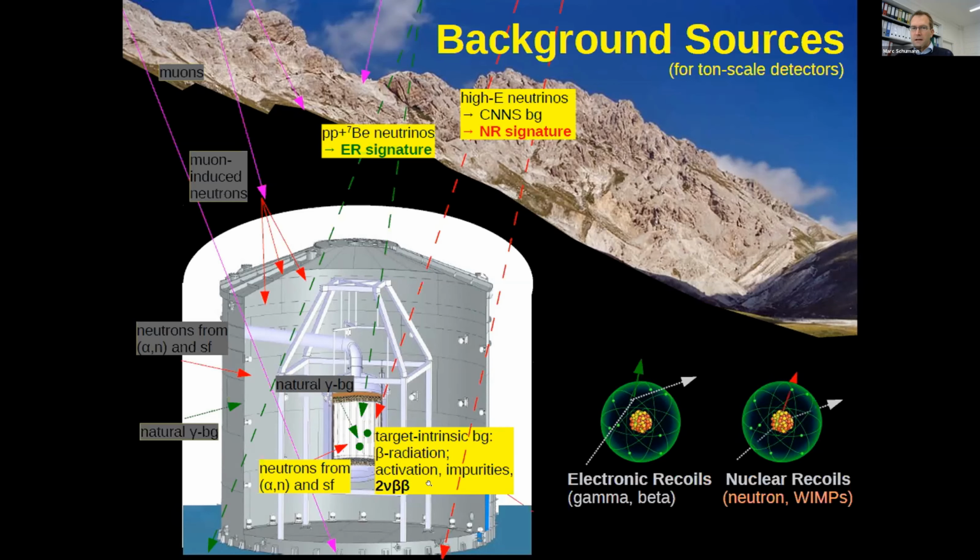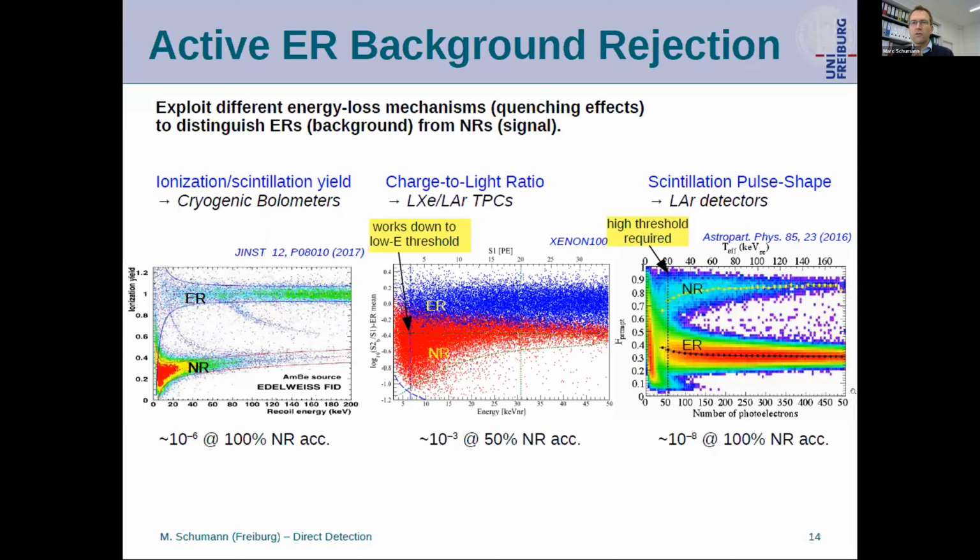So I hope I could show you that many of these signatures are basically electronic recoils. So all good experiments, all competitive experiments, they have active electron recoil background rejection, where we try to employ different energy loss mechanisms for nuclear recoils, so signals, and electronic recoils, background. For example, you see here in cryogenic bolometers, here are the electron recoils, here are the nuclear recoils. So for the analysis, you will use that region.